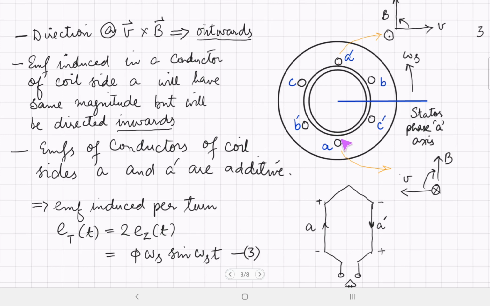And we know that the conductors of coil side A and A prime are connected in series to form turns, and they are connected so that their EMFs are additive in nature, as has been shown in this figure for one turn. So we see that the EMFs are additive, and therefore EMF per turn will be equal to twice EMF induced per conductor, which will be of course equal to phi omega S sine omega S t.